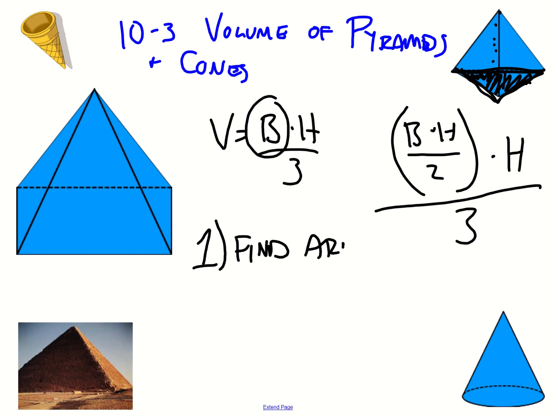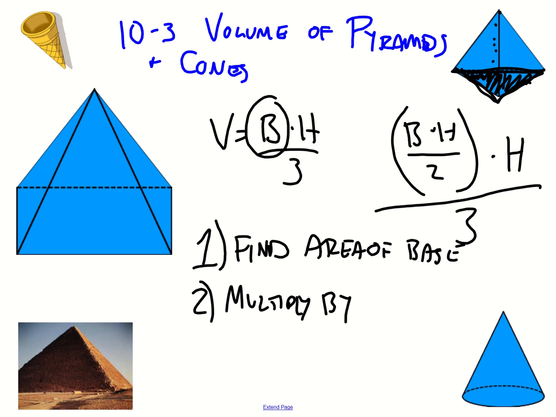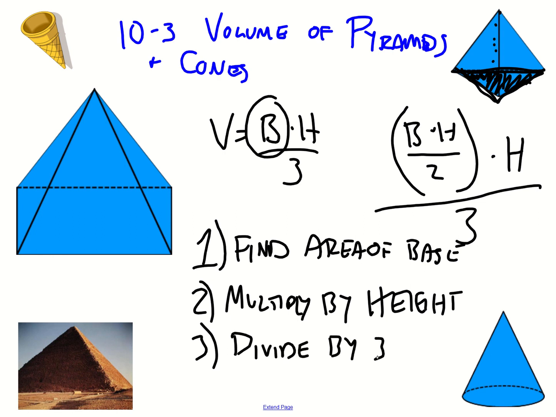So first I would find the area of the base, second multiply by the height, and third I would divide by 3. Those would be my 3 steps. Find the area of the triangle, multiply by the height, divide by 3.